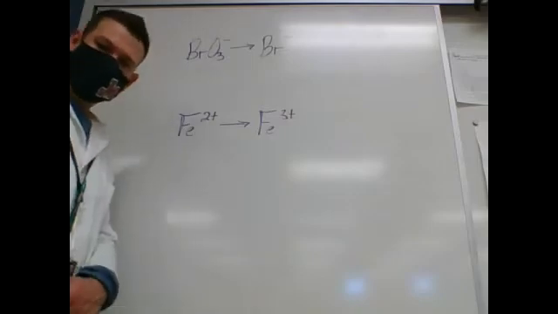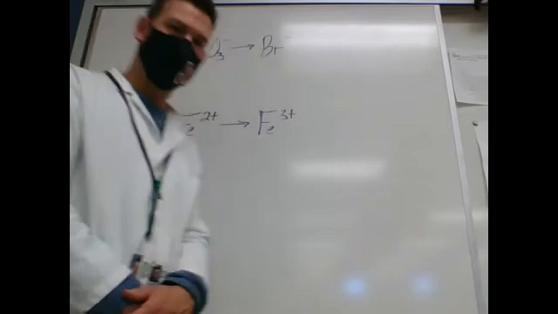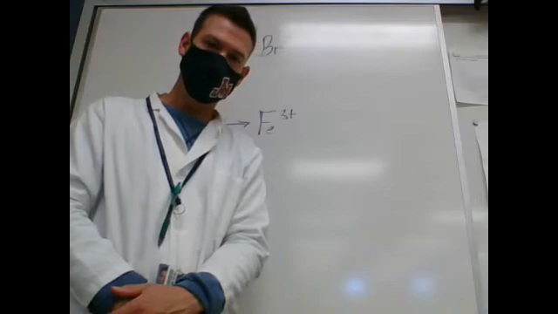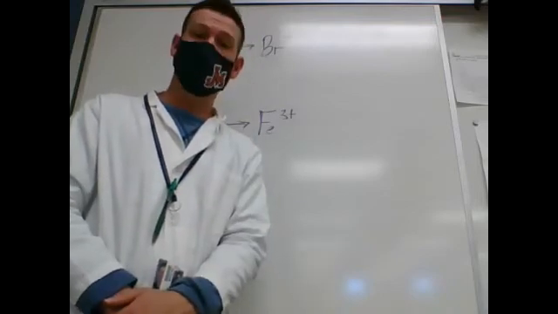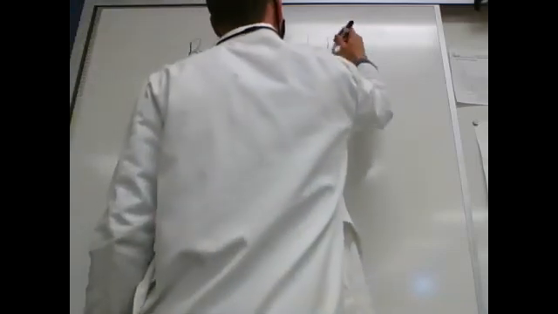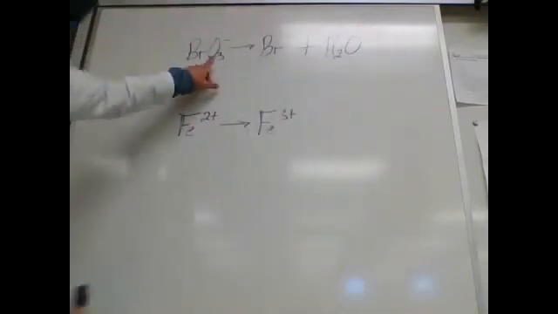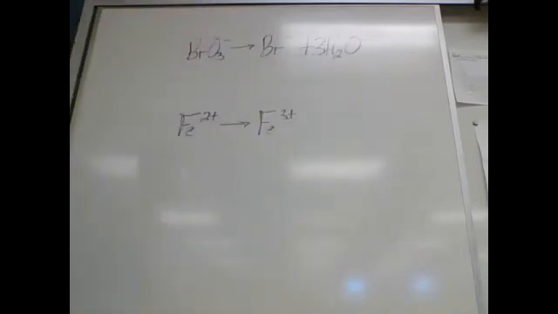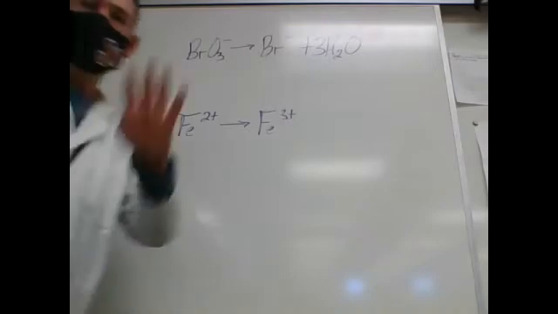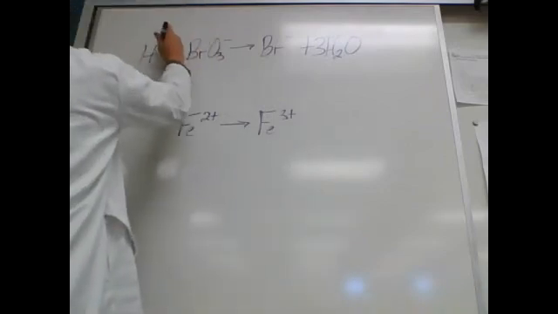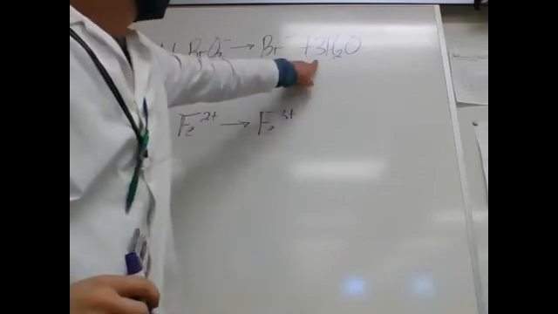Let's analyze the top one first. Step 2 says balance everything. It's balanced as much as I can. One bromine, and the oxygens are out of whack. Step 3, add water to balance the oxygens. Add water, and now I can balance the oxygens. 3 oxygens on each side. Step 4, add hydrogens. All right, so we're going to add some hydrogens to the other side. I need 6 of them.